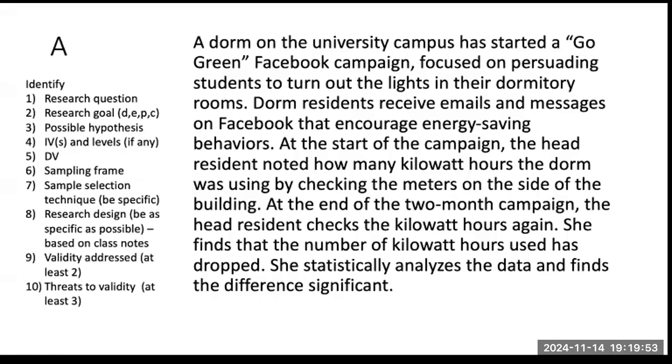Some questions, and you won't have 10 questions on one thing, but you will have a number of questions. I might ask you, based on this scenario, what is the research design? What is a possible hypothesis? What are the independent variables and dependent variables?